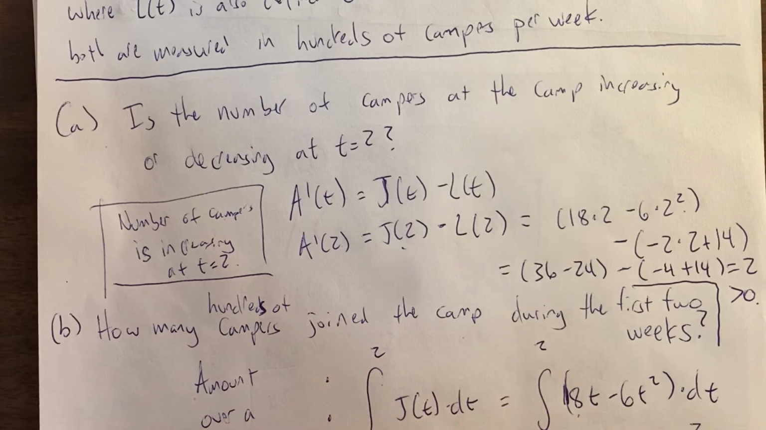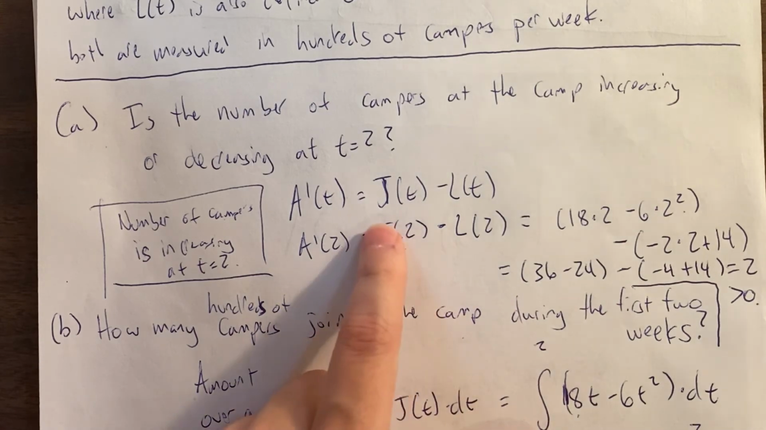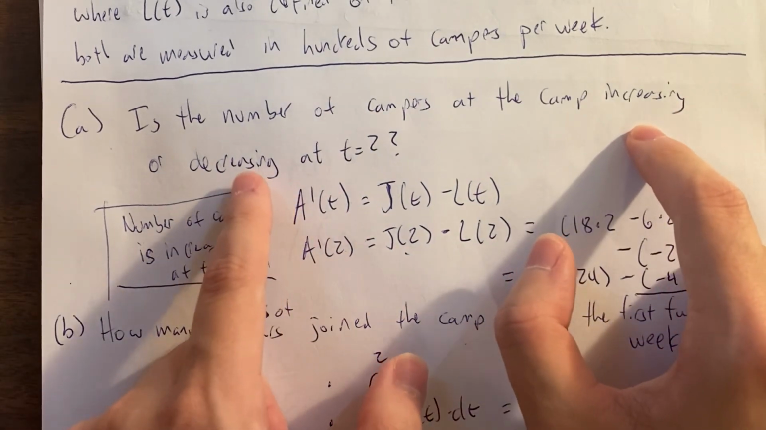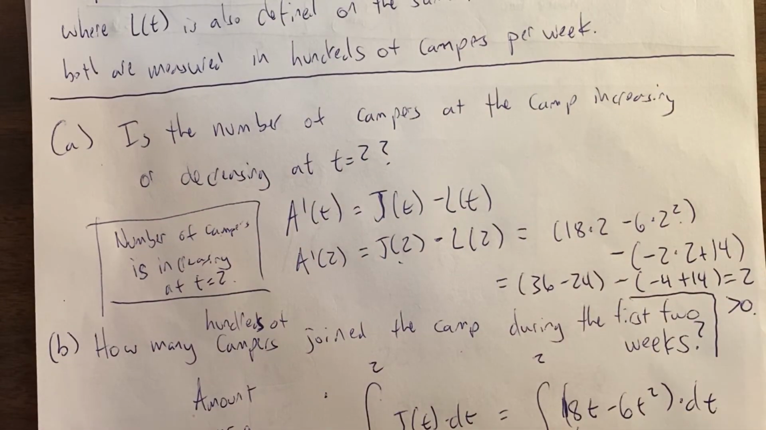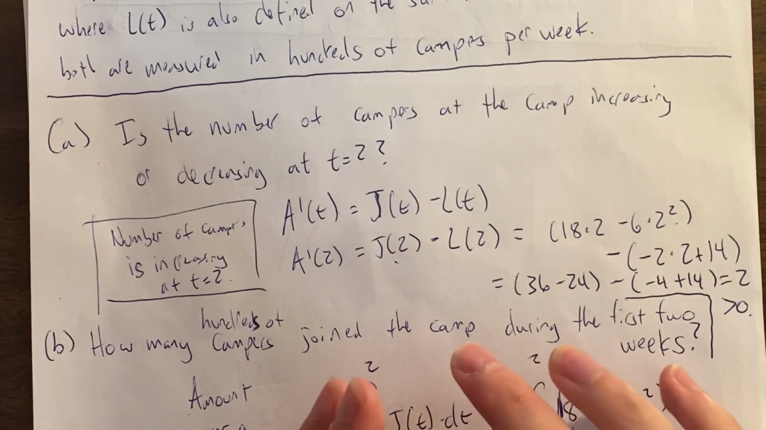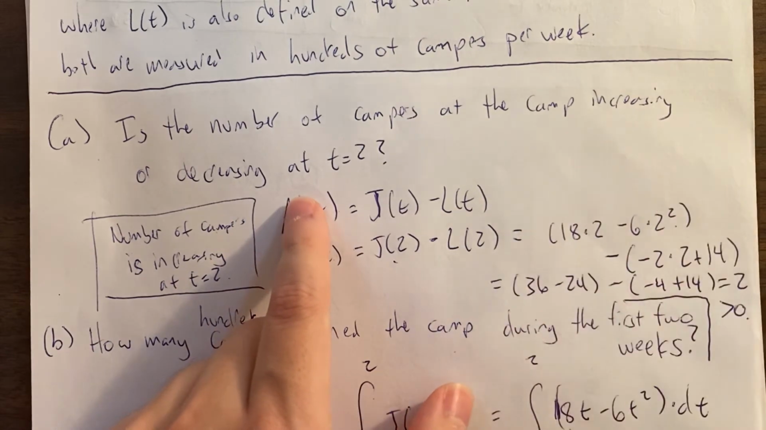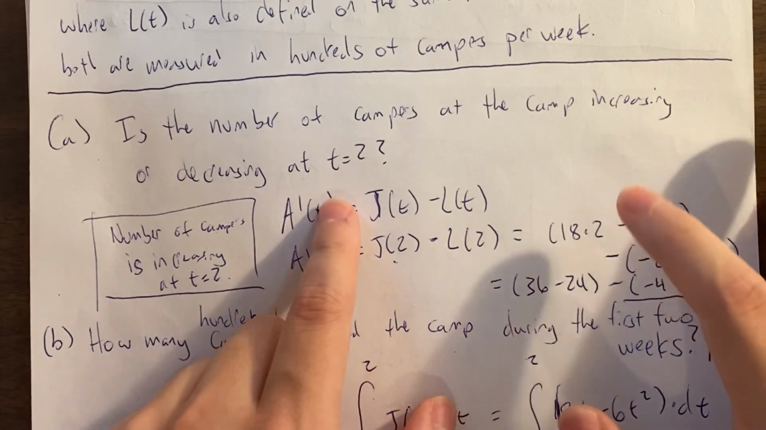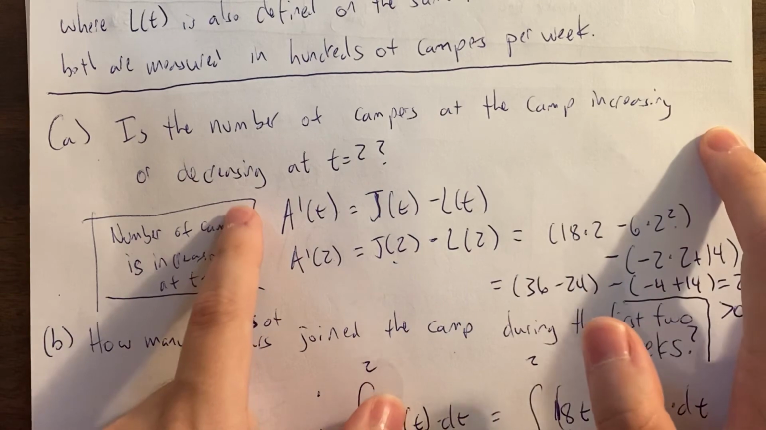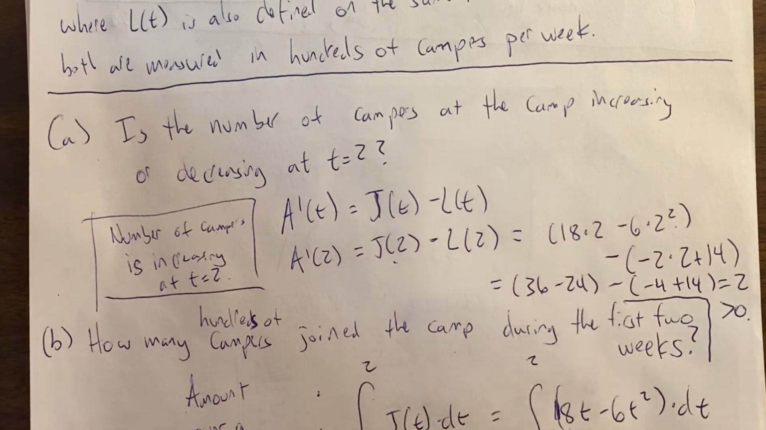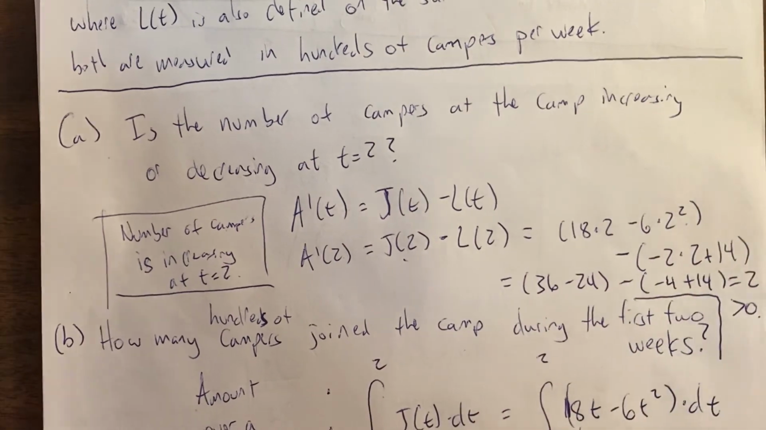Keep in mind though, if we were trying to see if the rate in was increasing, we would find the derivative of the rate in, so j prime, and then plug in 2 into that. So you want to be careful with your increasing, decreasing questions. What is actually increasing or decreasing? Find the thing you're trying to see if it's actually increasing or decreasing, and then take the derivative. So for example, if they ask whether the rate of change of the number of campers was increasing or decreasing, we would need to find j prime minus l prime, because that's the derivative of j minus l. So hopefully that makes sense.